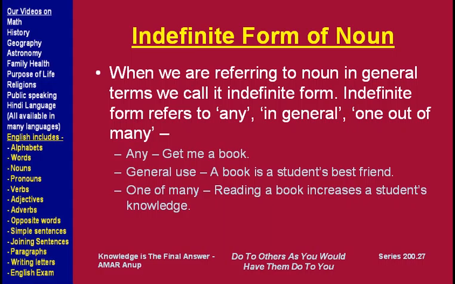When I am saying a book is a student's best friend, I am using the word book in a general sense, in a general use. Not this book, not that book, not a textbook, not a storybook, but just a book, any book. Another example, when I say reading a book increases a student's knowledge, I am just talking about a book out of many. So when we use the noun to represent any, or for general use, or for one of many, they are all indefinite forms of noun.